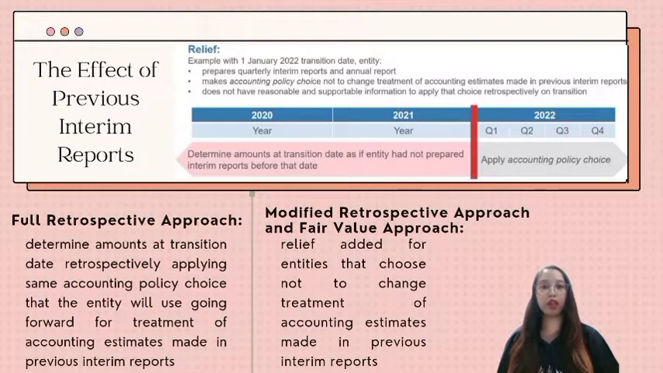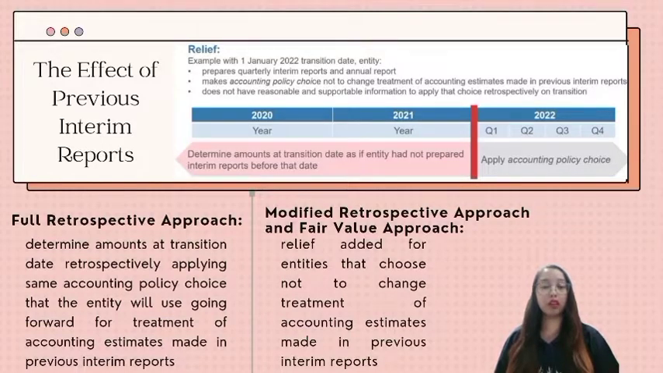So yung next naman po na relief under this amendment is about the effect of previous interim reports. Sa pag-apply po ng full retrospective approach, dapat po kung ano ang choice ni entity sa treatment po ng accounting estimates made in previous interim reports, ay retrospective niya po itong i-apply. Like I discussed po earlier, may choice po si entity dito, and isa po sa choice is hindi po babaguhin yung treatment sa accounting estimates made in previous interim reports, pero may instance po kasi na baka wala po sila nung mga required, reasonable, and supportable information para mai-apply po nila ito retrospectively at transition. And dito po papasok yung relief.